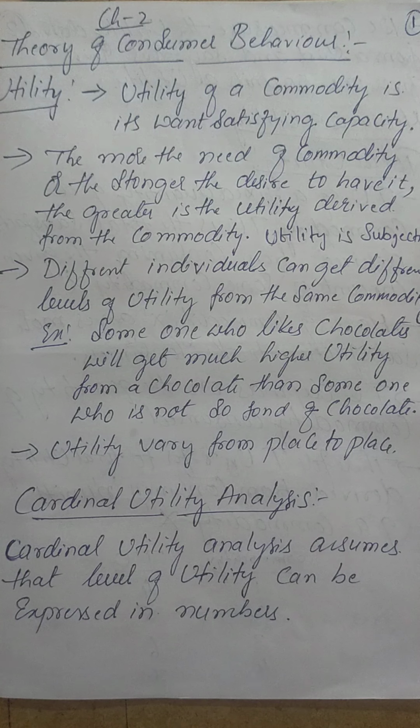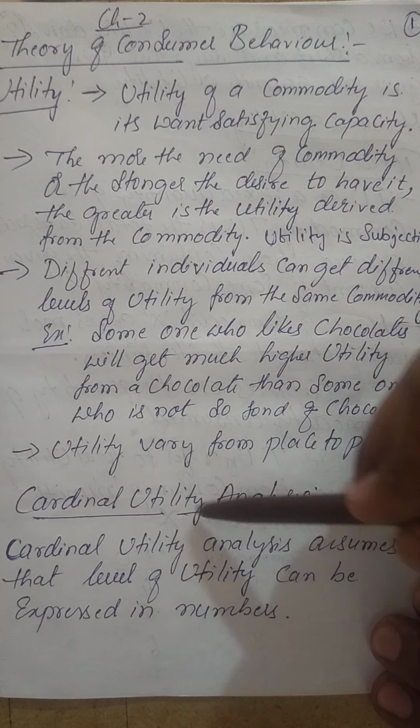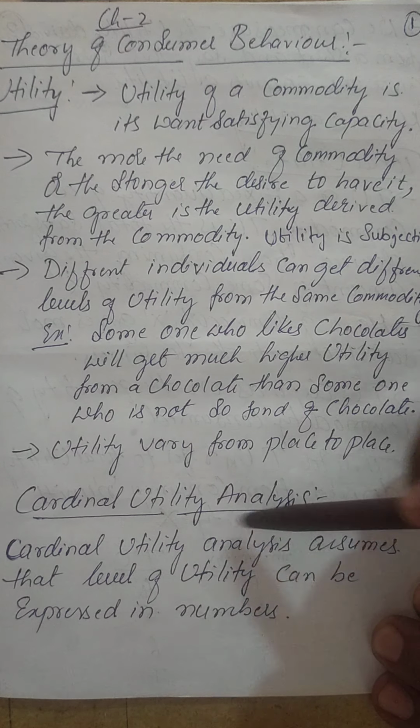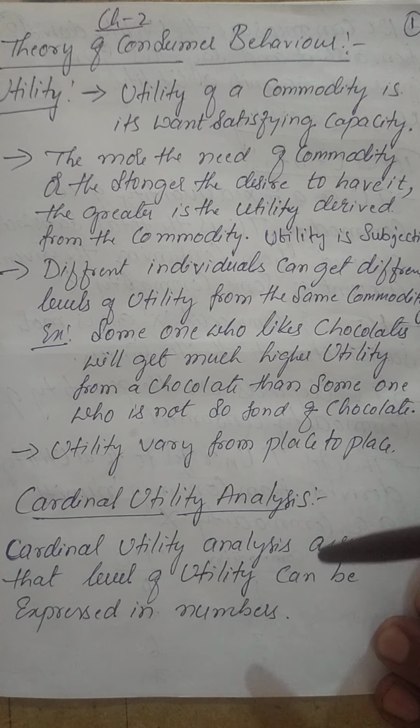In cardinal utility analysis, we know very clearly that the levels of utilities are expressed in terms of numbers. That means every single utility we are consuming, like utility of consumption 1, utility of consumption 2, utility of consumption 3, 4, we are measuring in terms of numbers. So it is measurable. You can assess how many units of satisfaction have taken place. That is cardinal utility.